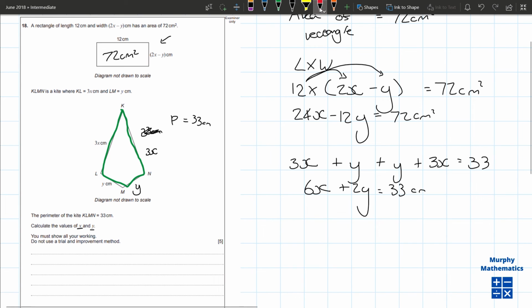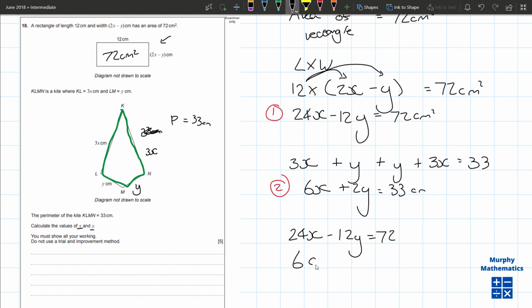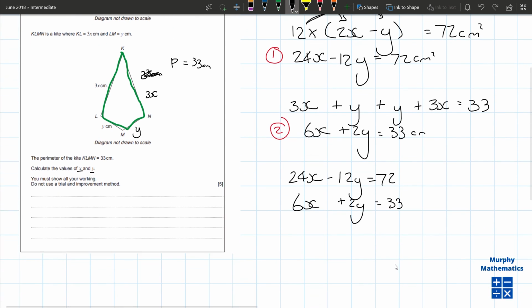Now I've got my two equations, equation 1 and equation 2, and I'm going to write them next to each other so I can see them clearly. I'll have 24x minus 12y equals 72, and 6x plus 2y equals 33. Now what I have to do is make x or y the same and find a way to cancel them out. I'm going to make the y's the same number and then cancel them out.